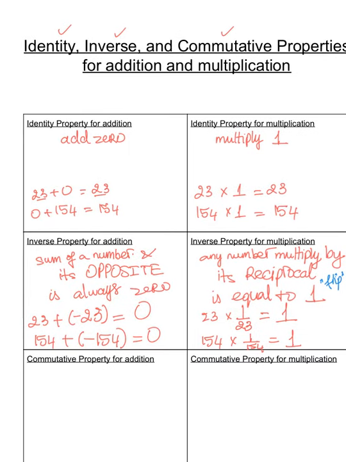All right, the last property we're going to learn for today is commutative properties. It means change the order. We change the order, but the answer is still the same. For example, I have 23 add 15. I change the order, so I have 15 add 23. The answer of 23 add 15 is 38. 15 add 23 is 38. So when we change the order, it doesn't change the value.